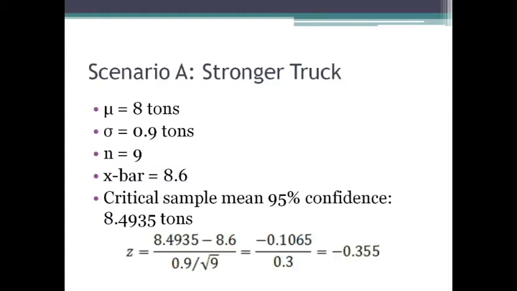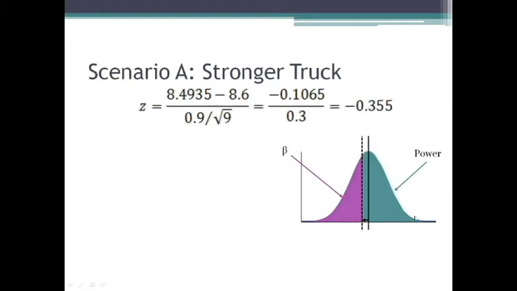So this is the equation we run. It's exactly like a z-score you might have seen before, except now 8.6, our sample average, is our population average, and 8.4935, our critical sample mean, was our old sample mean. And you do the math and you get negative 0.355 standard deviations below the mean. In other words, we need to figure out what this area is based on the fact that we're going 0.355 standard deviations below. Now, if you have a z-table, you can just look it up.